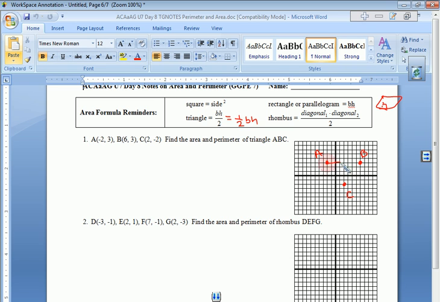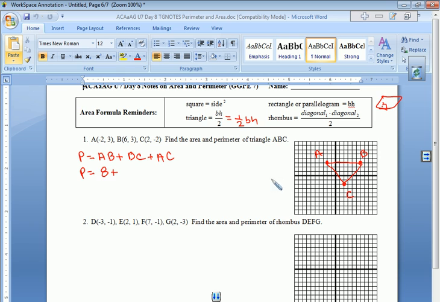Okay, so this is a nice little triangle, and it's easy to see everything we need to see, isn't it? We can easily count the distance for AB. So when we're finding the perimeter, it's the length of AB plus the length of BC plus the length of AC. And AB, we don't even have to use the distance formula. Count it. What is the length of AB? 8.